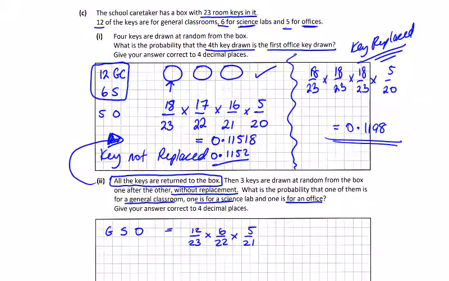If we look at a different order here, we should see a pattern. What if it was G followed by O followed by S? And you should see this pattern after this one. It'd be 12 over 23, by office next, 5 over 22. And you can see here the only thing that changes, 6 over 21, is the order of the top.